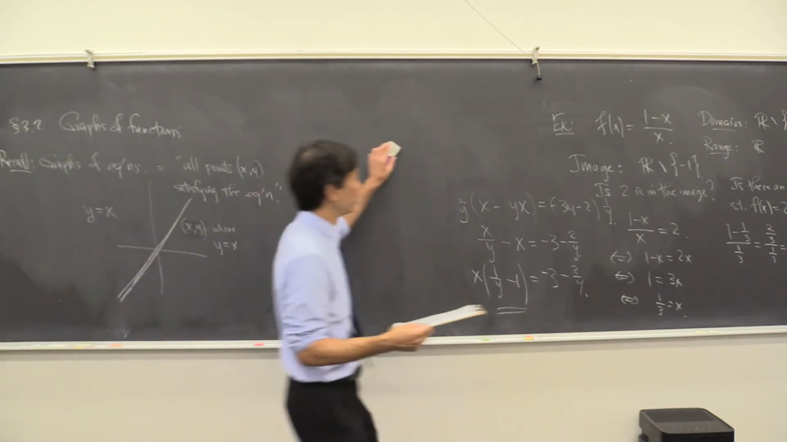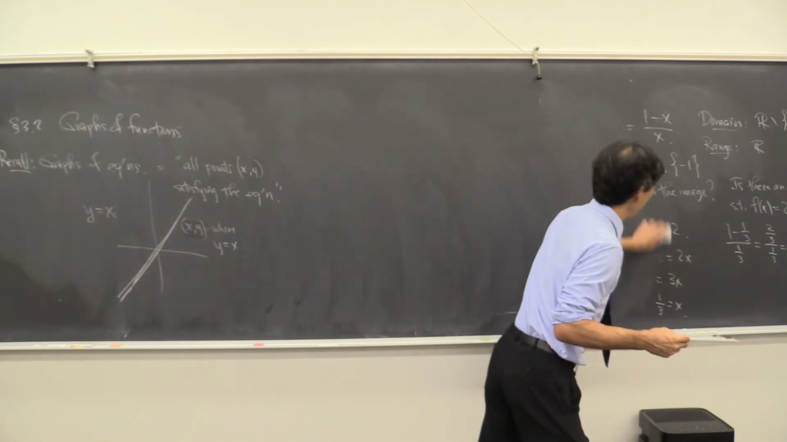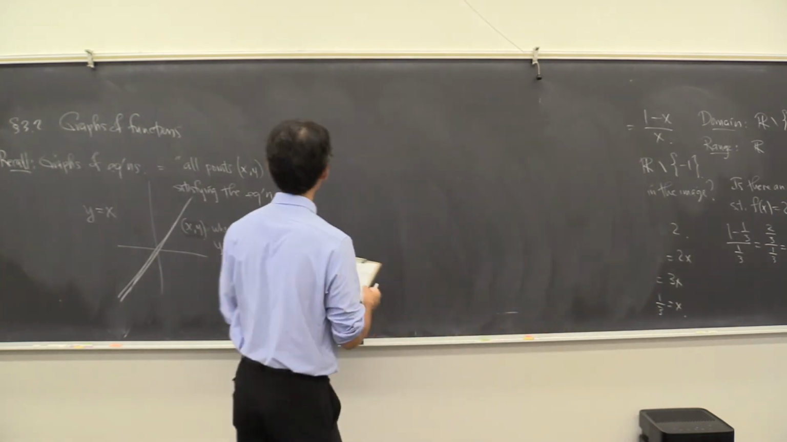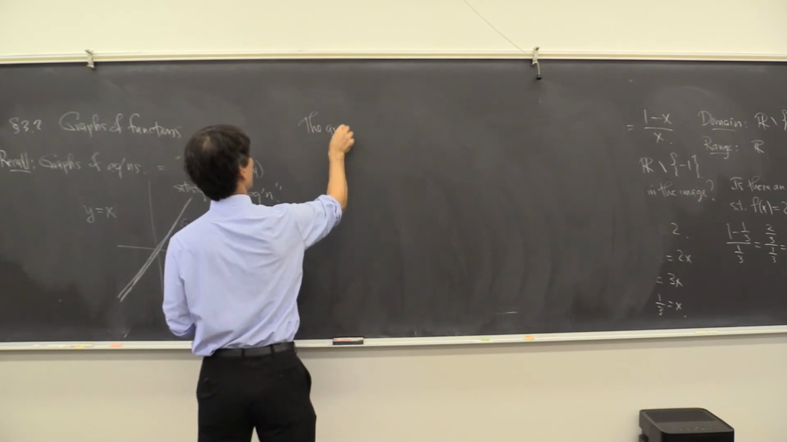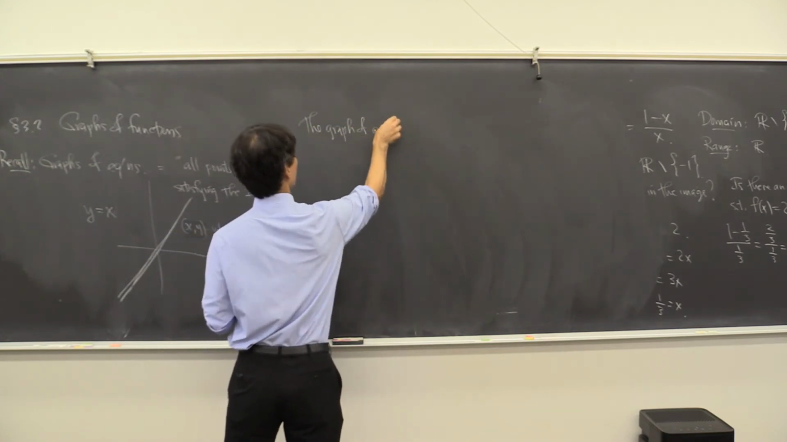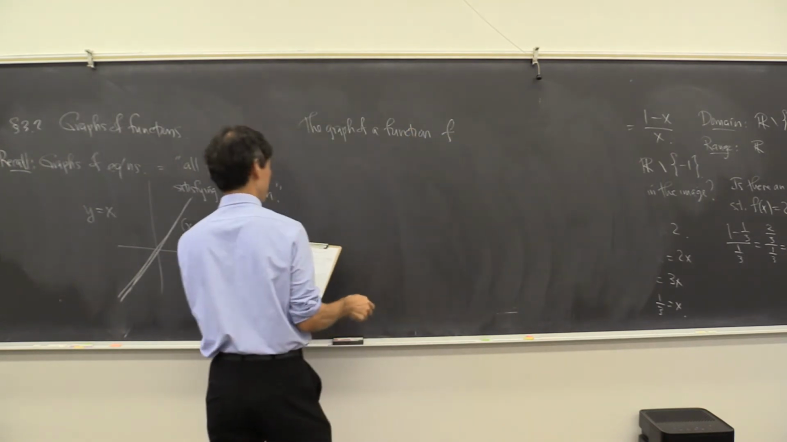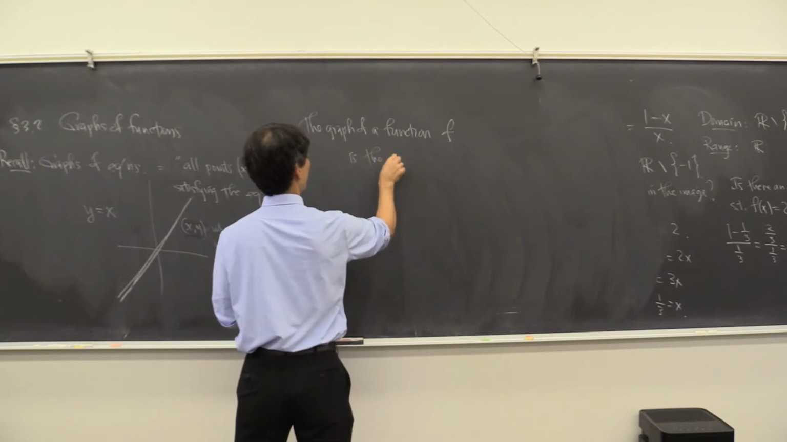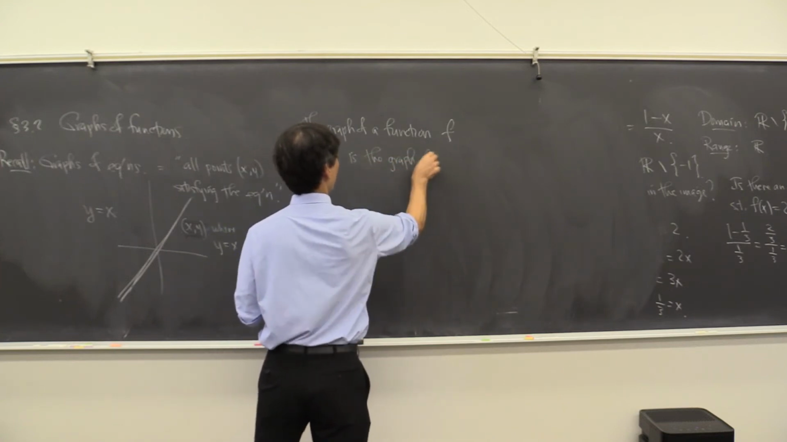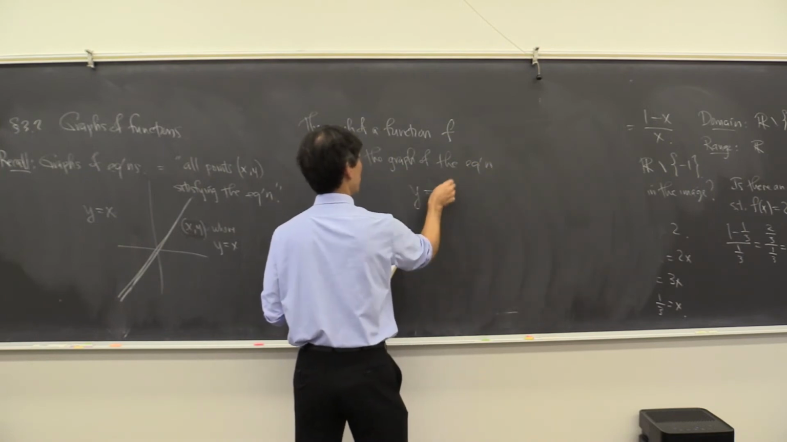Okay, so the notion of a graph of a function is pretty similar. The graph of a function f is the graph of the equation y equals f of x.